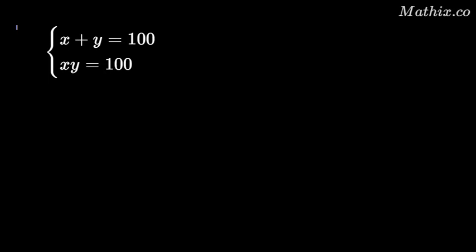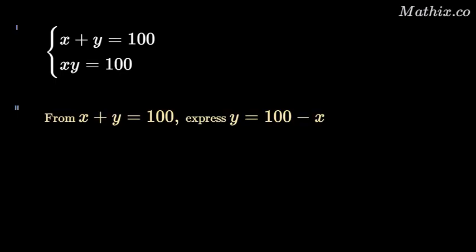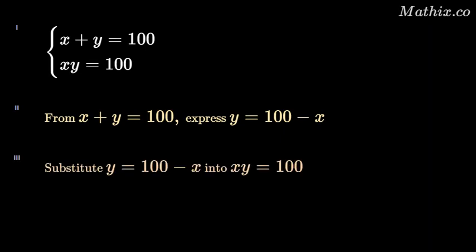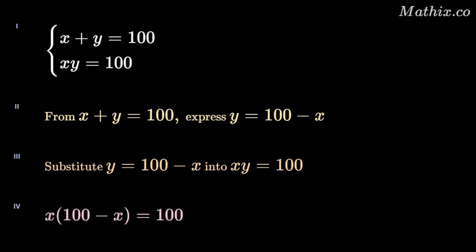The problem is to solve the system of equations where x plus y equals 100 and x times y equals 100. We start by isolating y in the first equation to express y in terms of x. We substitute the expression for y into the second equation to have one equation with one variable. This substitution gives the equation x times quantity 100 minus x equals 100.